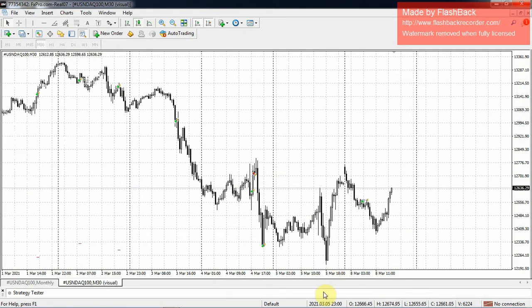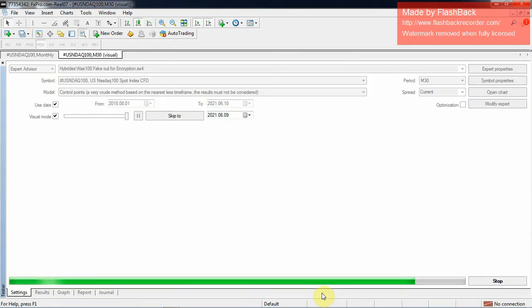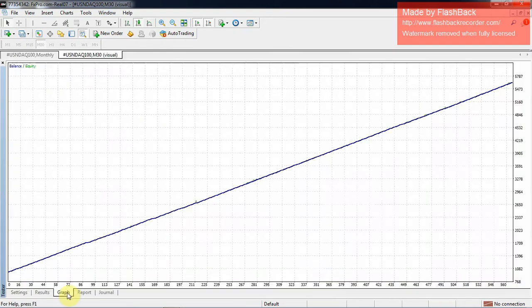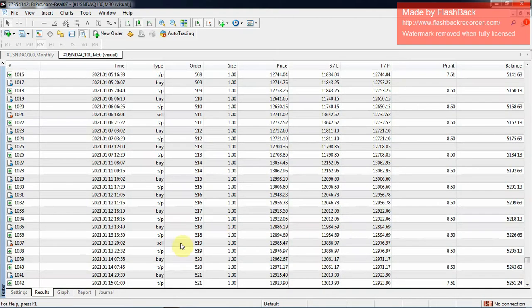So we've increased the stop loss and reduced the lot size. 5.8k and counting. Let me scroll down. Okay, that's March 2021.